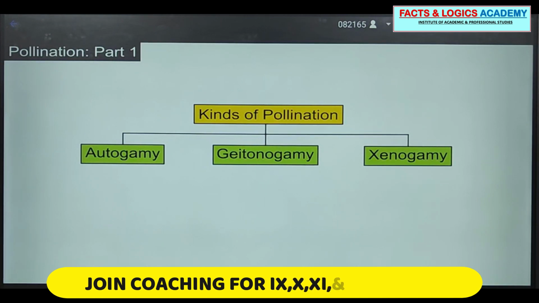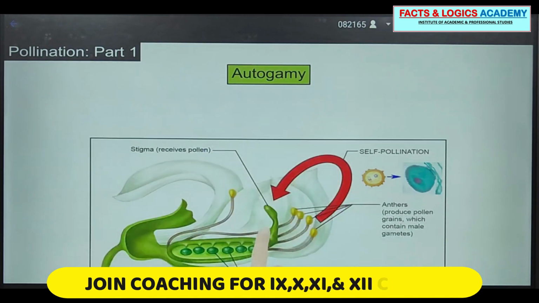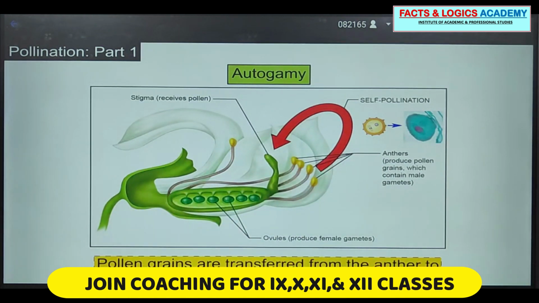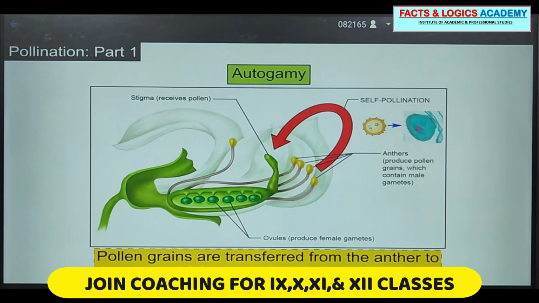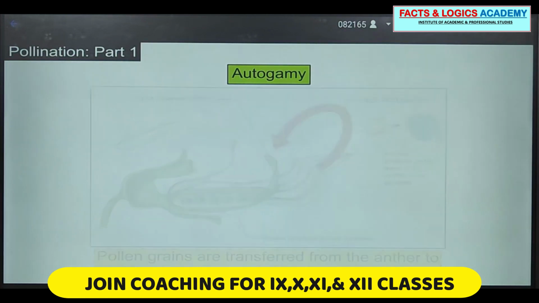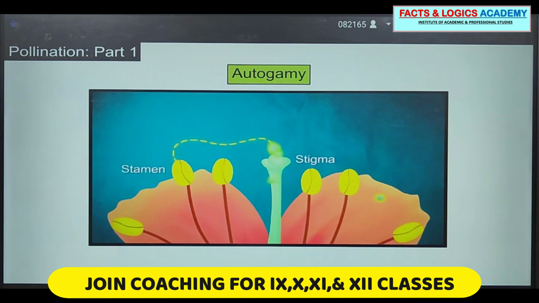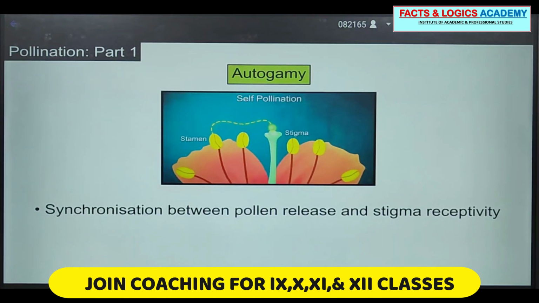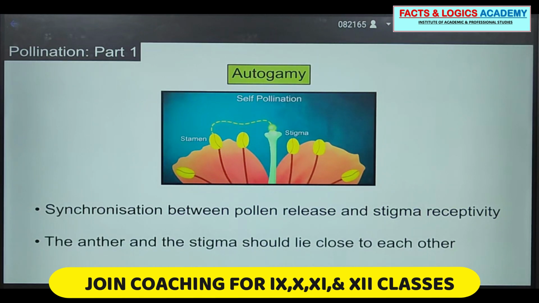First, let us discuss autogamy. In this type, pollination is achieved within the same flower. Pollen grains are transferred from the anther to the stigma of the same flower. In a normal flower, which opens and exposes the anthers and the stigma, complete autogamy is rather rare. Autogamy in such flowers requires synchrony in pollen release and stigma receptivity, and also the anthers and the stigma should lie close to each other so that self-pollination can occur.